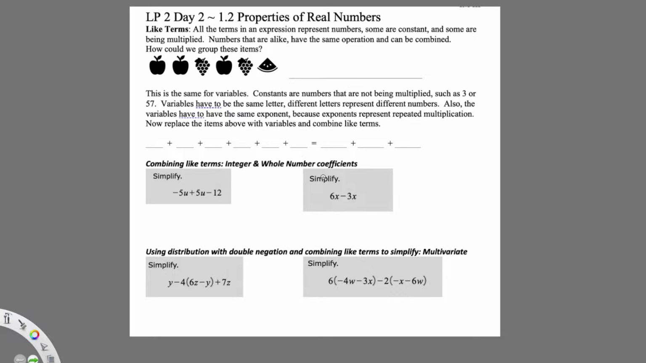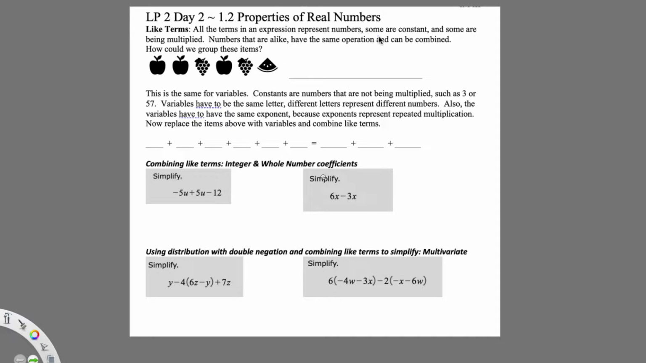All right, so in this video, we're going to start reviewing like terms because in order to add certain quantities, they have to be what's considered like terms. So all terms in an expression represent numbers, and it's not just expressions, it's also equations, but we're going to start with some expressions and then move to equations.